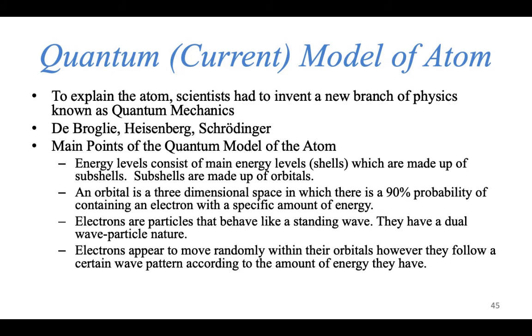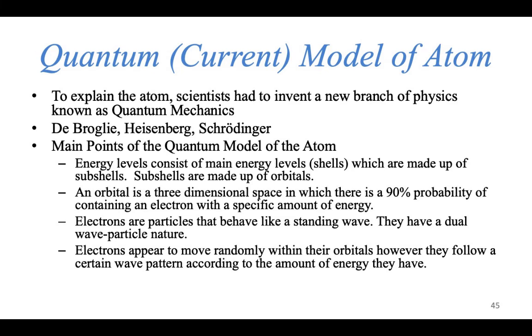To explain the atom, scientists had to invent a new branch of physics called quantum mechanics. De Broglie, Heisenberg, and Schrödinger are some of the scientists that developed the quantum model of the atom. In this model, there are different types of energy levels, but each electron follows the wave function or wave pattern of an energy level called an orbital.